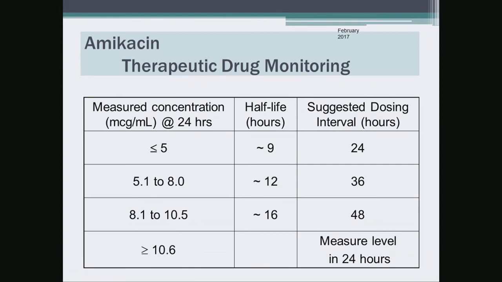If you don't have a TDM service in your hospital, you can use guidelines such as this for how to monitor and alter dosing. So, for example, if you measured an amikacin concentration at 24 hours and it came out as somewhere between 5 and 8 mics per ml, you could predict that the half-life was about 12 hours, and therefore a suggested dosing interval would be 36 hours. So this is a rough guideline to use without having fancy pharmacokinetics or pharmacologists to help you out.